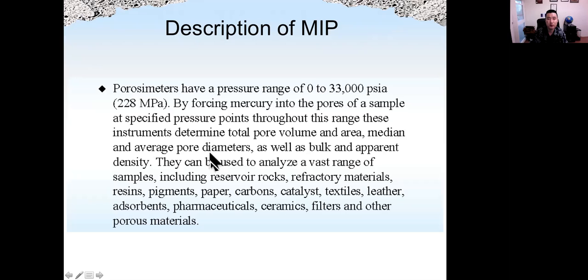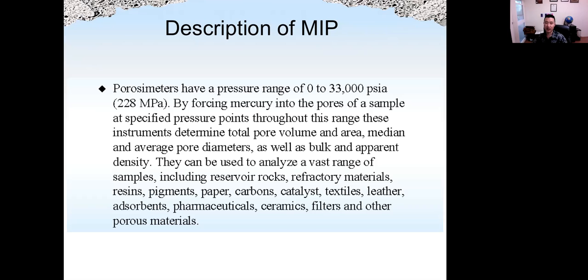So the pressure range is from 0 to 33,000 psi, around 228 megapascal. We're using the pressure to force the mercury, which is a liquid metal, into the pores of the samples. There is a correlation between the pressure applied and the pore size in the sample, and based on that, we can have an idea of the pore size distribution.